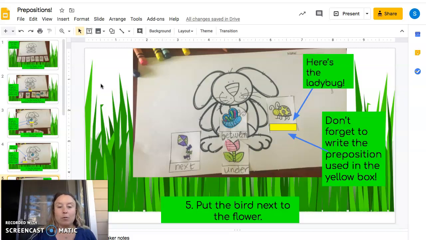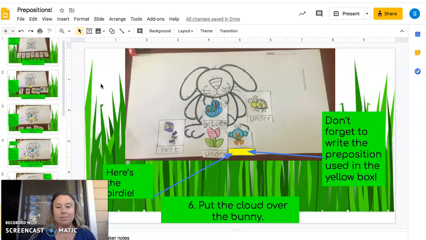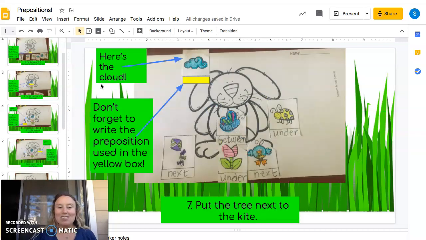Okay, number 5, put the bird next to the flower. Pause me now to do that. Here's the bird next to the flower. Make sure you write your preposition in the yellow box. Number 6, put the cloud over the bunny. Pause me now. Here's the cloud. It's over the bunny. Don't forget to write the preposition.